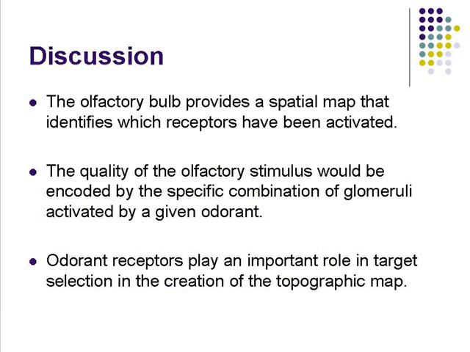So to recap, in the olfactory system, neurons expressing a given odorant receptor project with precision to 2 out of the 1,800 glomeruli within the olfactory bulb. Since the positions of individual glomeruli are topographically defined, the bulb provides a spatial map that identifies which of the receptors have been activated in the sensory epithelium. Therefore, the quality of the stimulus would be encoded by the specific combination of glomeruli activated by a given odorant.